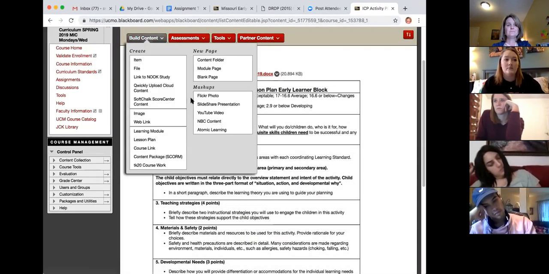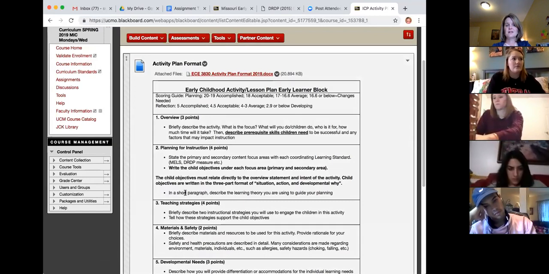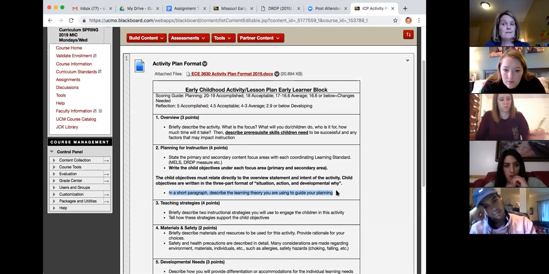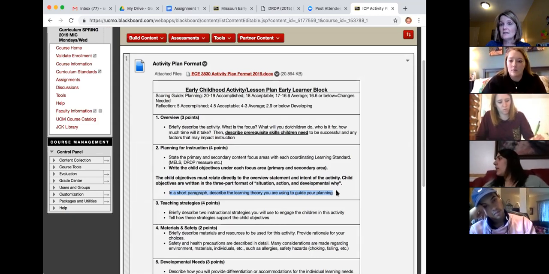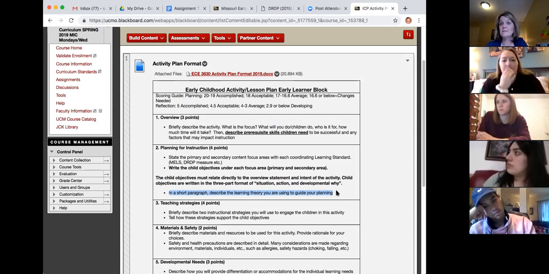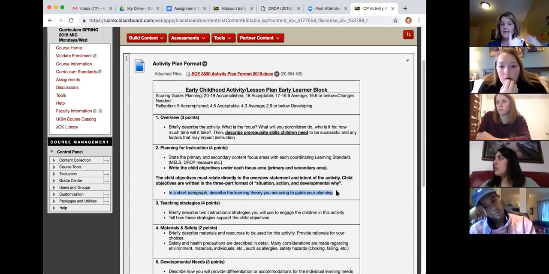At the bottom of the planning for instruction, it says, in a short paragraph, describe the learning theory you are using to guide your planning. When I say short paragraph, I really mean like 3 to 4 sentences, as long as it's accurate. The only time I've ever said to students, you've got to tell me more, is when it's way too vague. You know, Piaget said, let's construct knowledge, and that's all you give me. That's not going to be enough, because remember, we've got to be able to explain to our principals and other stakeholders why this is important.